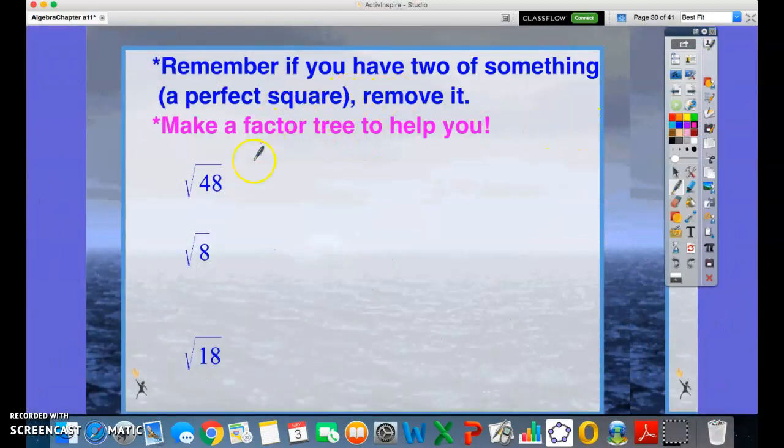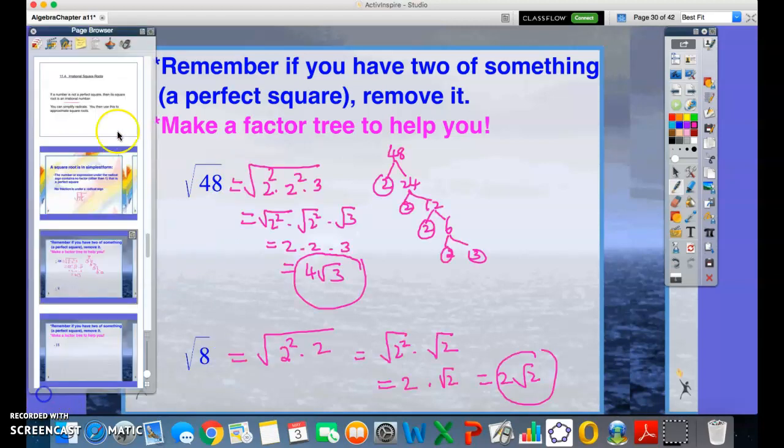So we need to find the square root of 48. Remember, if you have 2 of something, or a perfect square, you can remove it, right? So you can make a factor tree to help you. Pause the video and then find the factor tree and then find the square root.